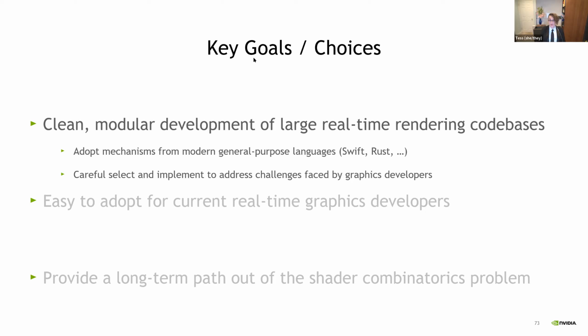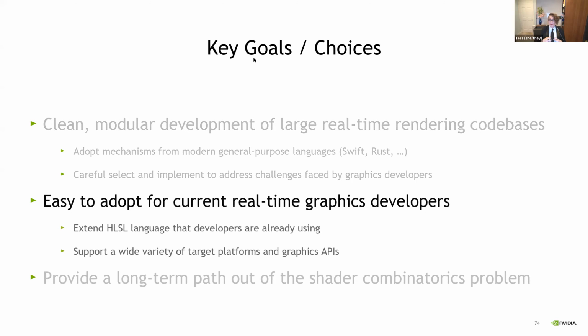And now when we talk about ease of adoption for developers, the most critical choice we had to make there is that we decided to extend HLSL rather than build an entirely new language. This decision was made because developers are already largely using HLSL, and coming up with a completely separate language would require them to port a lot of code on day one. Similarly, the desire to have easy adoption also pushed us to architect the whole system to be able to support a large number of target platforms and graphics APIs.